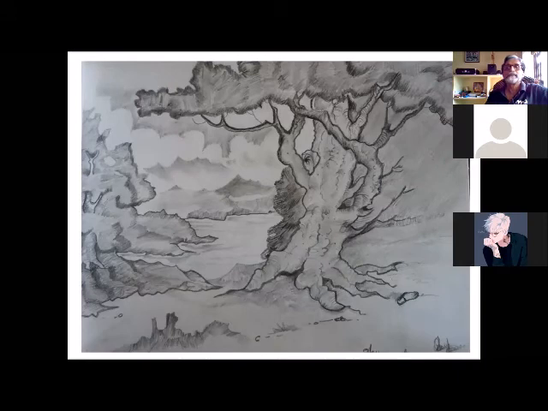Is there any clue in this? It could be either early in the morning or late in the evening, because the sky looks very clouded, right? There are no sharp shadows anywhere. If there was sun in the sky, there would have been some sharp shadow here. So a sketch tells you not only the mood of the sketch, but also the time of the sketch.